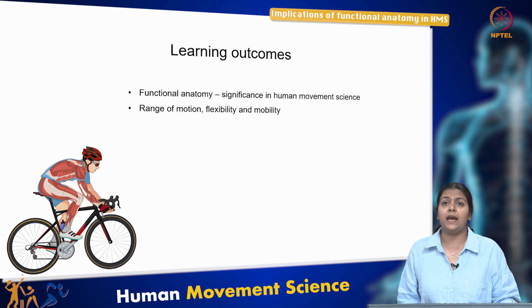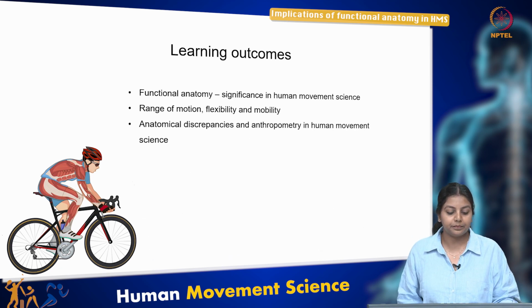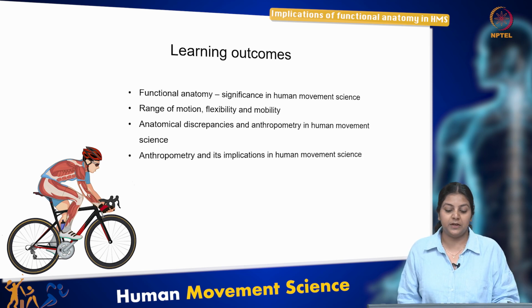We'll also be looking at different key or functional elements of range of motion, flexibility and mobility. So we'll be defining these terms and understanding how they are important and why they are important. We'll also be looking at anatomical discrepancies. So what is anatomical discrepancy? How does that have an impact when we study movement? So anthropometry and its implication in human movement science.